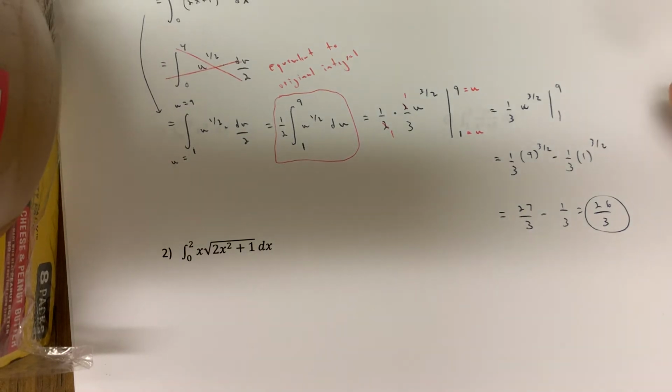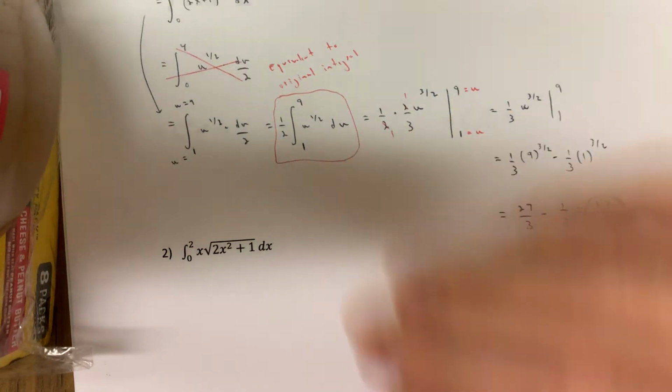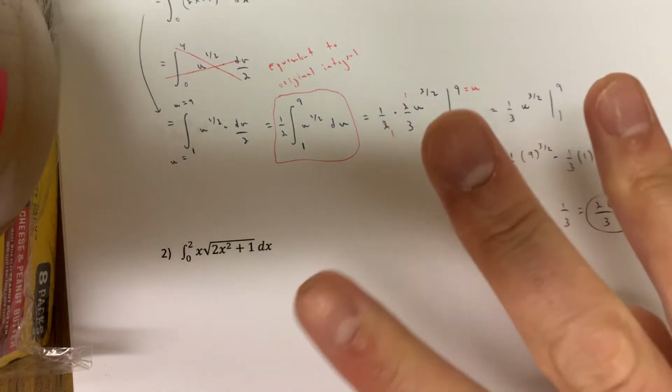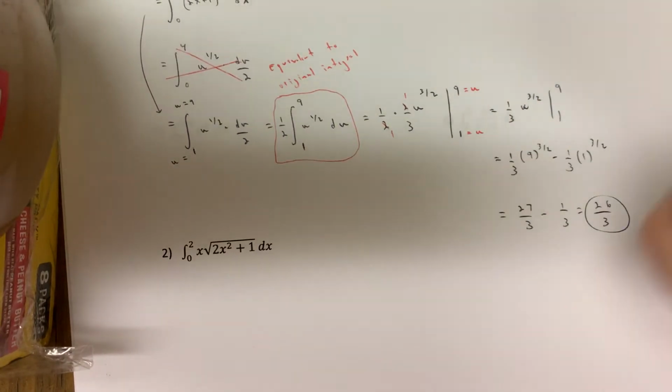So U-substitution with the definite integral. It's not 2 substitutions anymore. It's 3 substitutions, okay? You actually need to substitute for the bounds as well. That's the third thing right there.